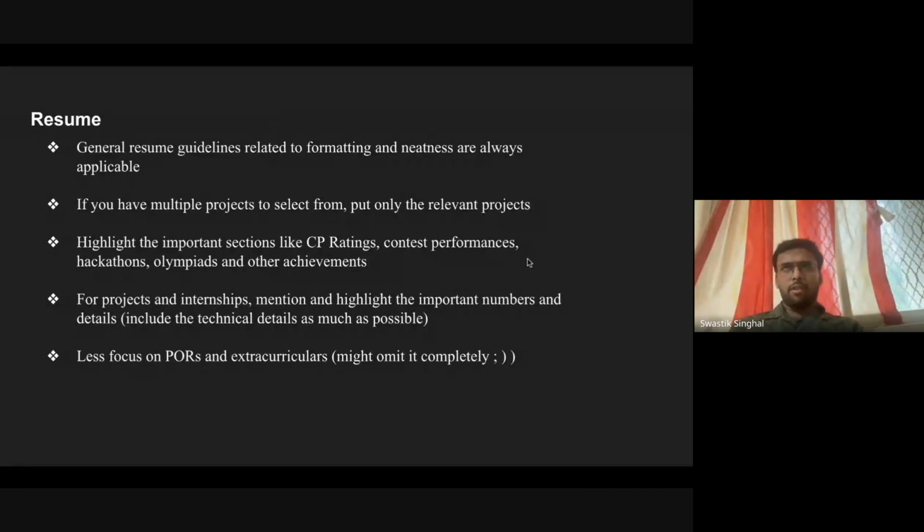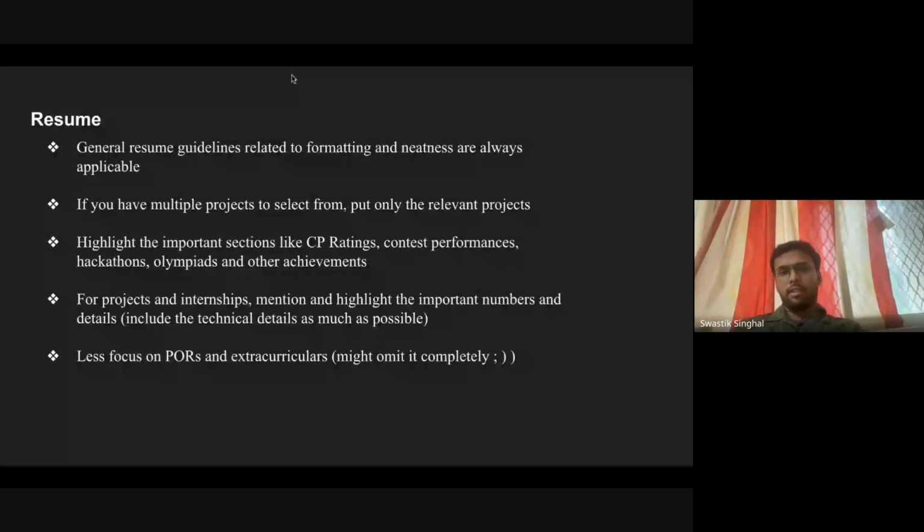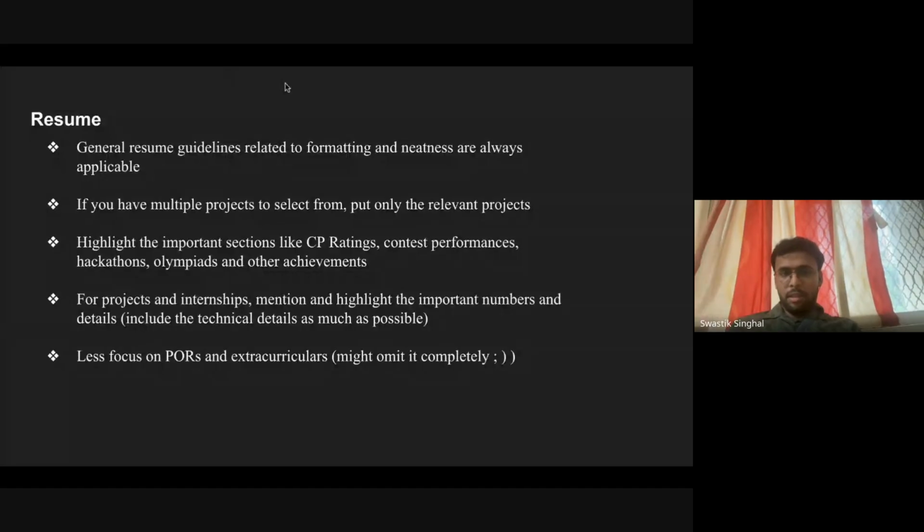And for the project also, it doesn't make sense to just fill your resume with a lot of projects which don't relate much. Keep your resume light and crisp. That will be fine. These companies mostly look for your CPI and your CP ratings and your test performance for the shortlisting.